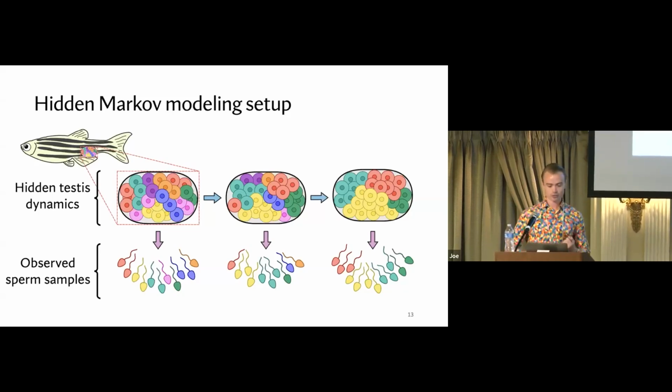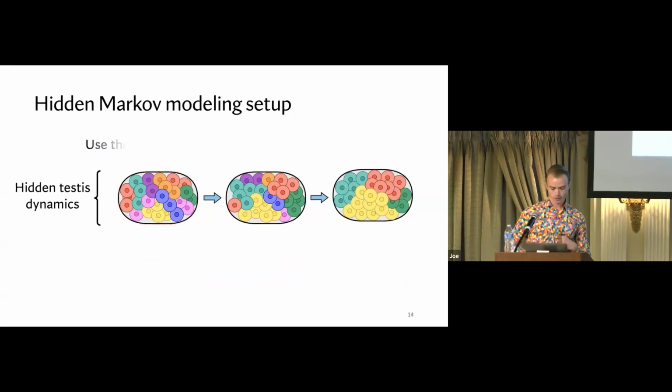And so what I need to tell you is the rule I'm using to describe the testis dynamics, and how I'm going to represent my sperm sample as some observation of the testis state. For the process at the top, I'm going to use what's called a Moran process to describe clonal dynamics. This is a model that originated in population genetics to describe changes in allele frequencies in organisms within a species over time. And I'm using it here to describe how clonal identity and clonal frequencies are changing over time in the lifespan of my fish.